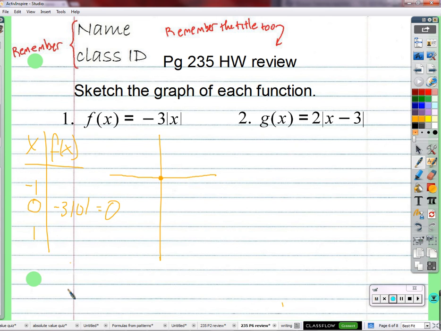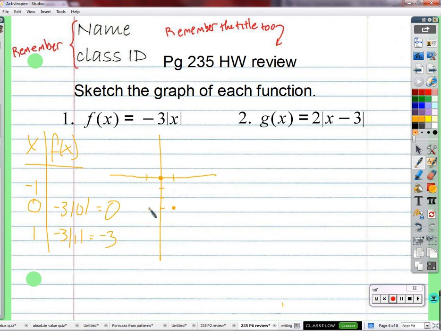Let's go to the right one from there. I should see some symmetry around that point. Go over one, down. The absolute value of 1 is 1, times negative 3 is negative 3. So 1, negative 3. Now, if I've been logging all these changes away, I know that the negative should make it go upside down. The 3 should make it 3 times as steep. So I know to move over 1 and down 3.